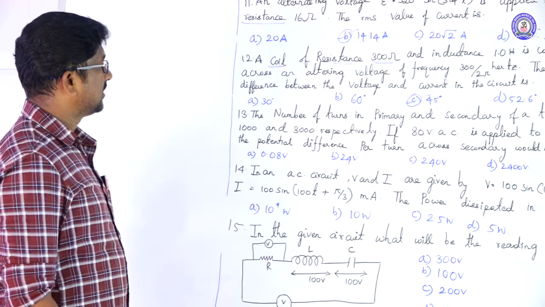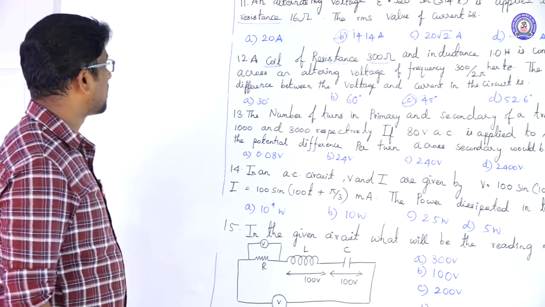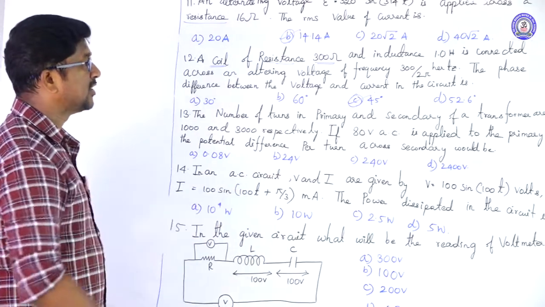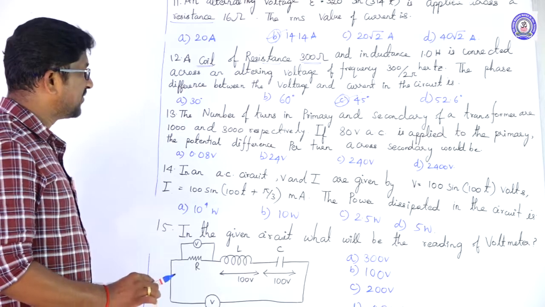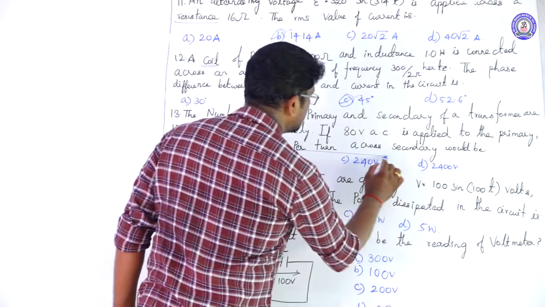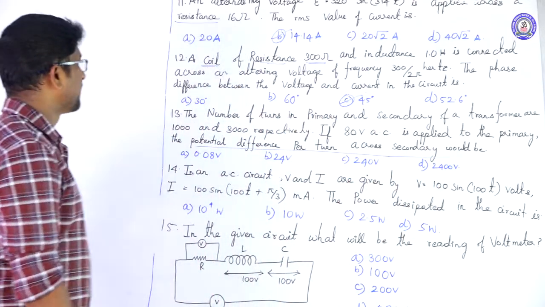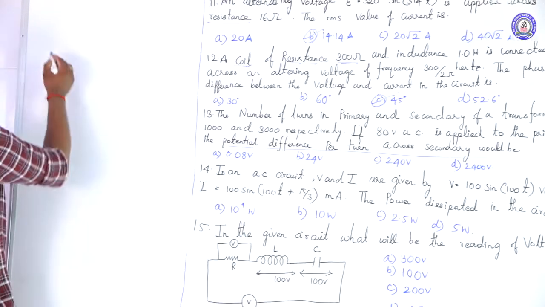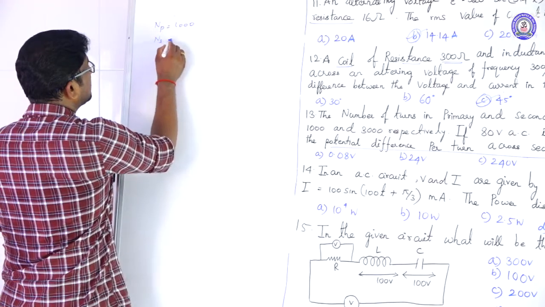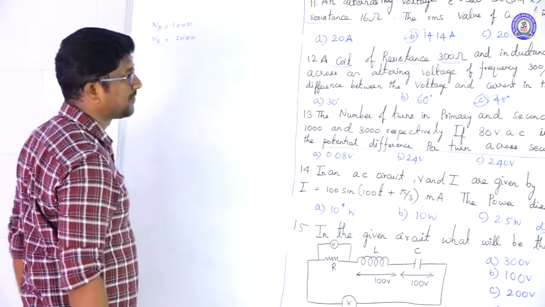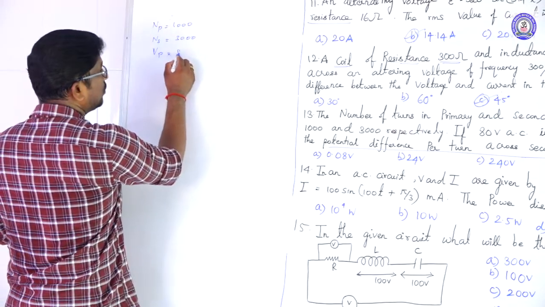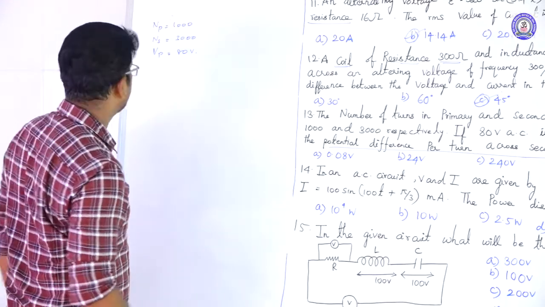The number of turns in primary and secondary of a transformer are 1000 and 3000 respectively. If 80 volt AC is applied to the primary, the potential difference per turn across the secondary would be? First, note down the given values. Number of turns in the primary is 1000 and number of turns in the secondary is 3000. And the primary voltage VP is equal to 80 volts.